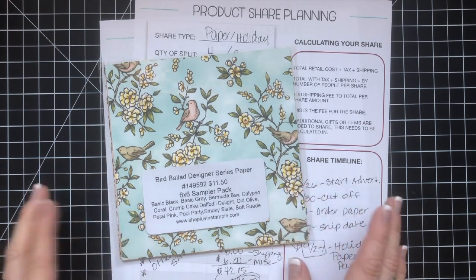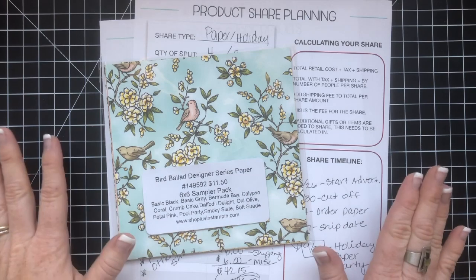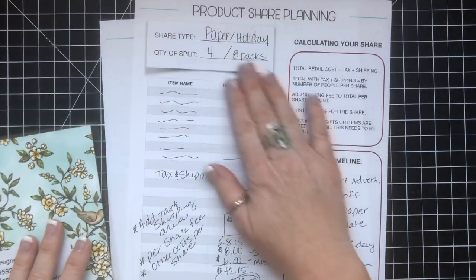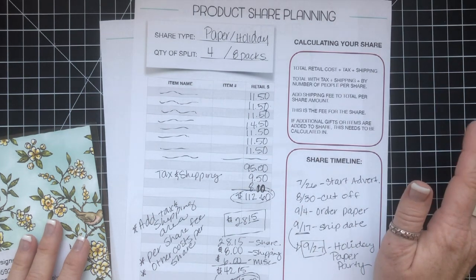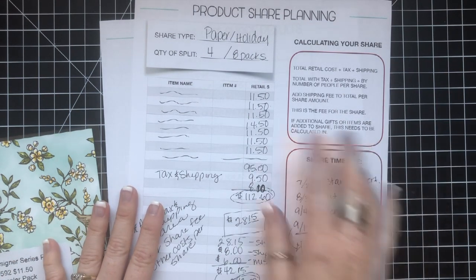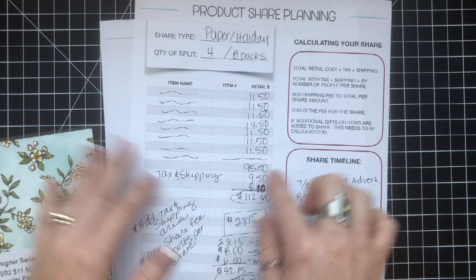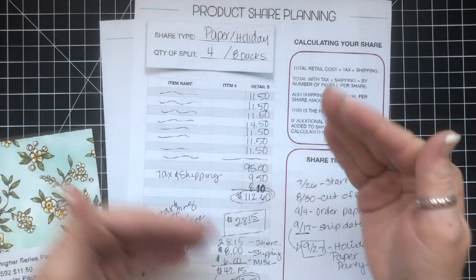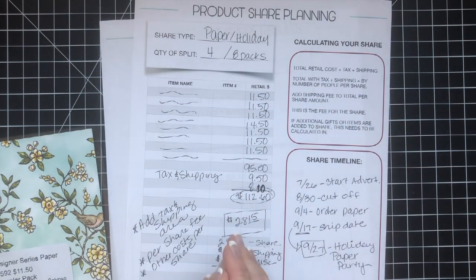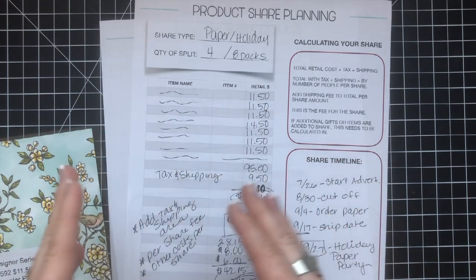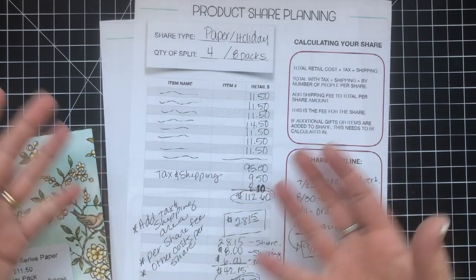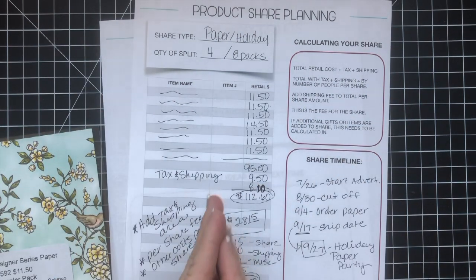So I hope you've enjoyed this video. If you have any questions for me, just let me know. And this same method applies to all products. So if you want to do a ribbon share, you would do the same method. You would list out all the ribbon, figure out how many you're dividing it by. Most of Stampin' Up's ribbon comes in either 5 yards or 10 yards. So you could divide it by 5, and then you know you need that many people to complete one share.